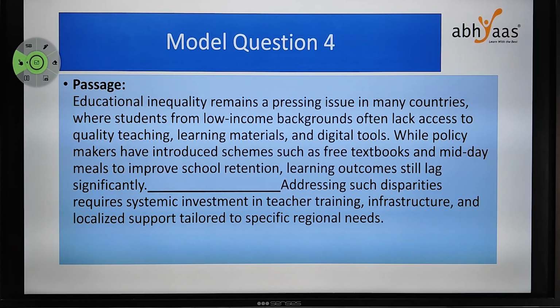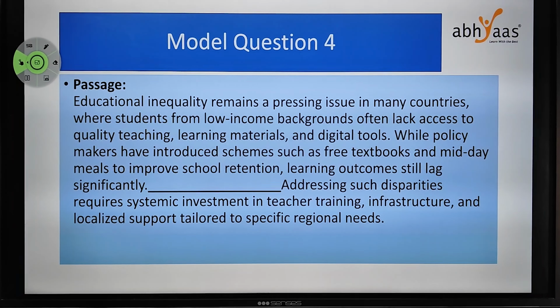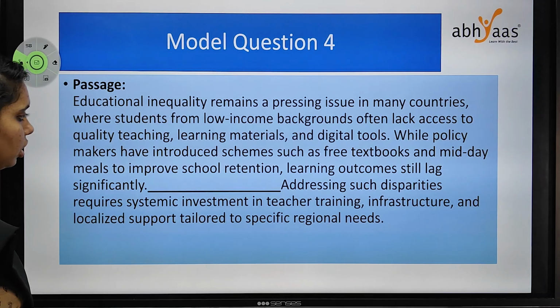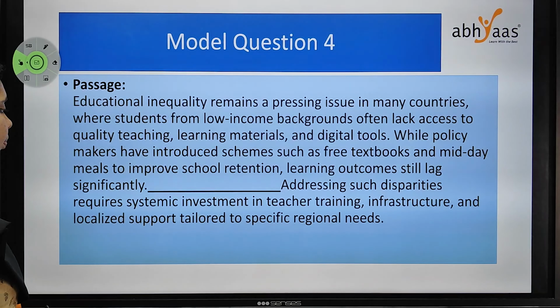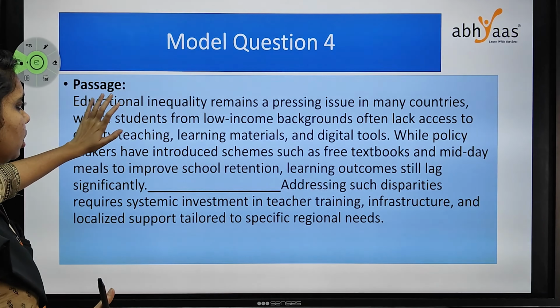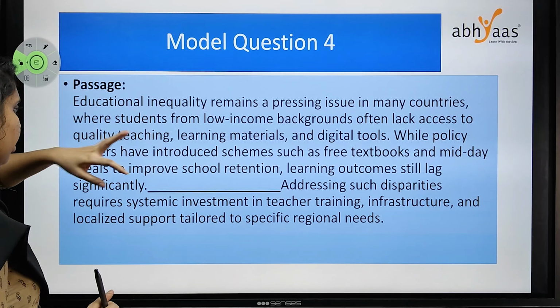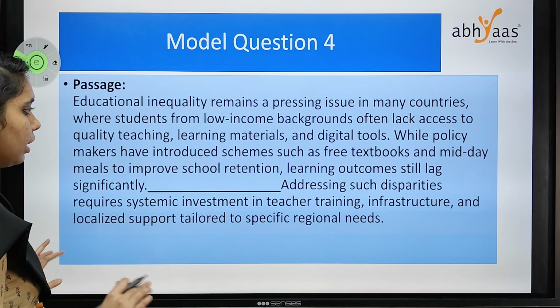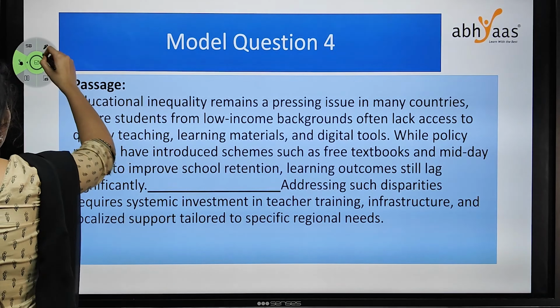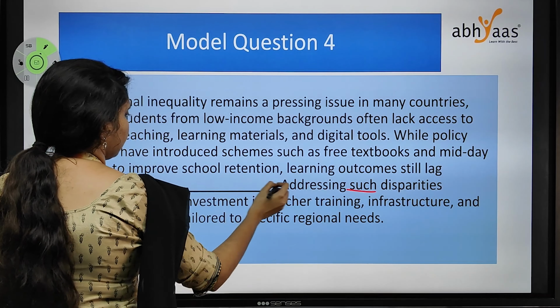Educational inequality remains a pressing issue in many countries where students from low income backgrounds often lack access to quality teaching, learning material and digital tools. While policymakers have introduced schemes such as free textbooks and midday meals to improve school retention, learning outcomes still lag significantly. So in low income groups there is always a lack of quality teaching, learning material and digital tools. Even though some schemes are being implemented, academically they are lacking a lot. Okay, dash, addressing such disparities.